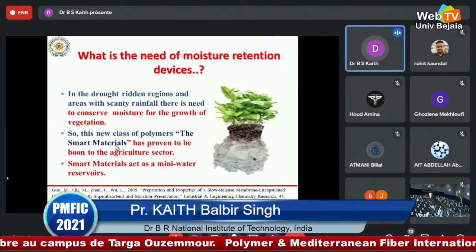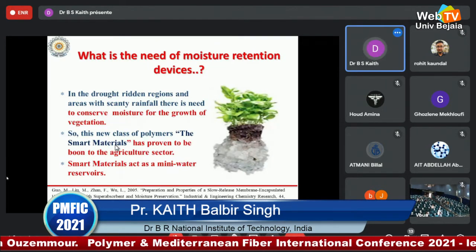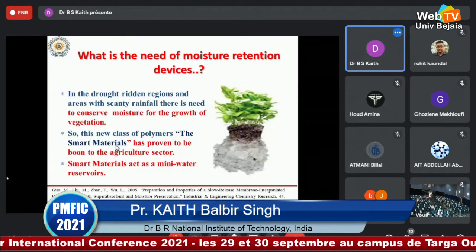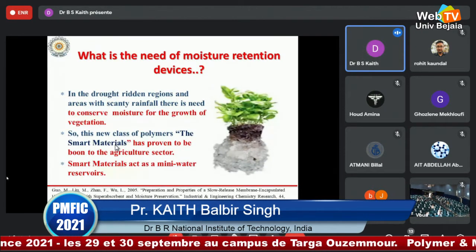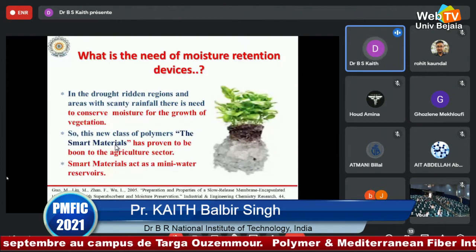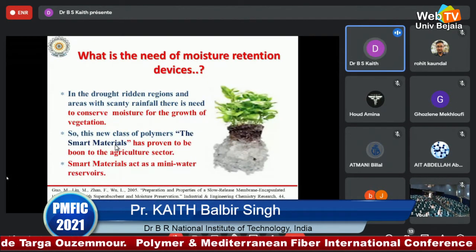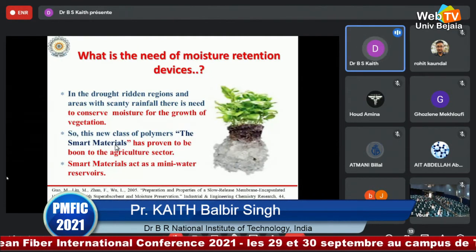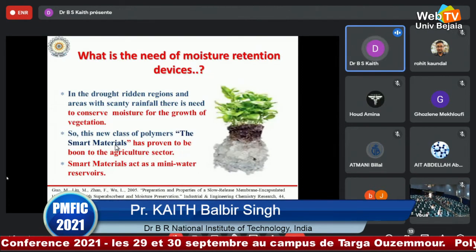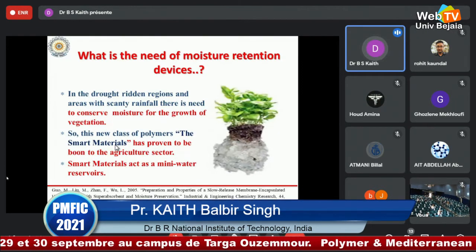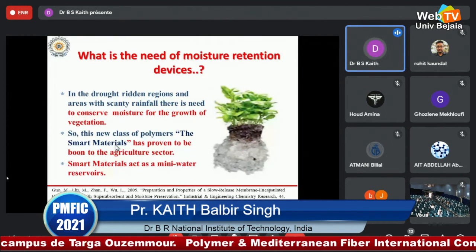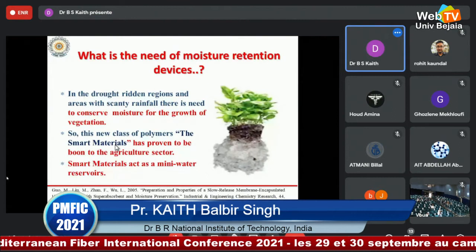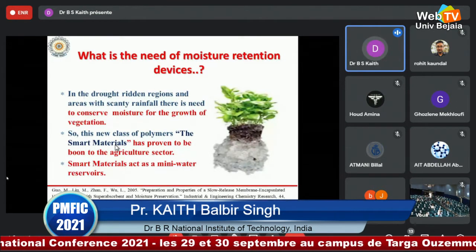So the question is, what is the need of moisture retention? Why do we need such devices? In drought-ridden regions and areas with scanty rainfall, there is a need to conserve moisture for the growth of vegetation, because moisture in the soil is required for the proper growth, survival, and sustenance of the plants. So this new class of polymers, which we call smart materials, has proven to be a boon to the agriculture sector. They can be used for the retention of moisture in the soil, which is very important for the proper growth of the plant and for getting better output from those plants and crops. And we can call such materials mini water reservoirs in the soil.